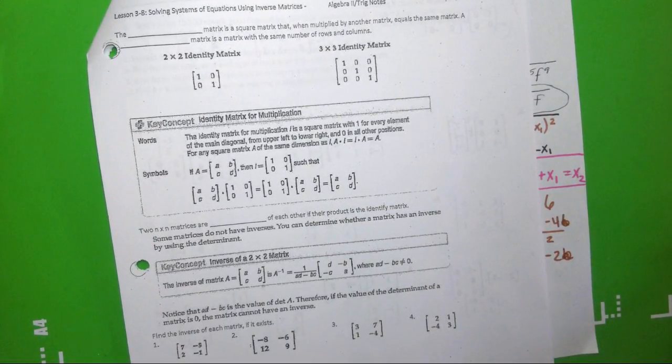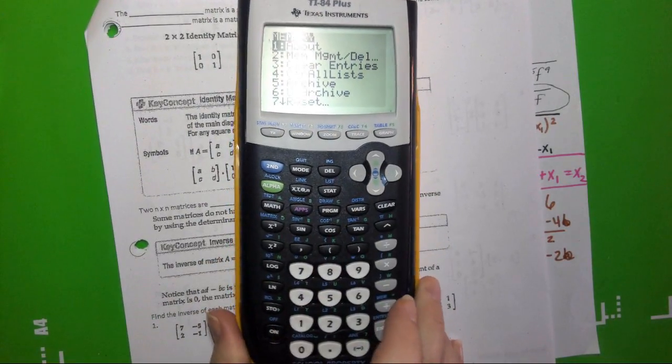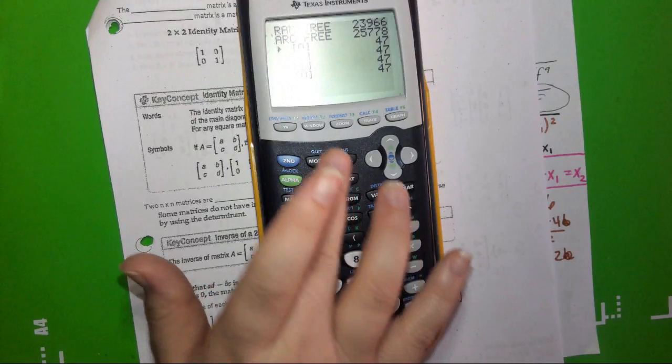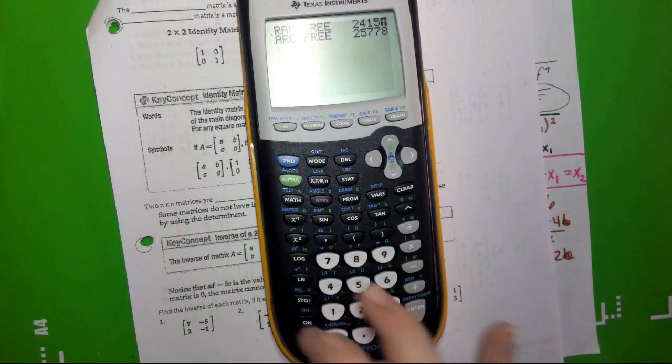We have 2 things left to learn about matrices. 2 things. If I were you, I would press second, memory management. I would delete the matrices that someone typed in first period because they already typed stuff in and you would like it gone.